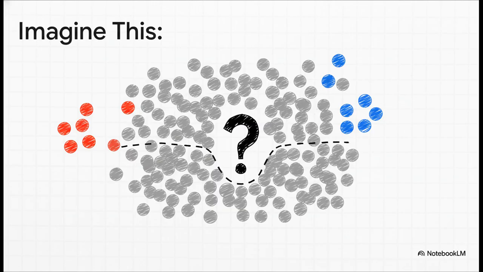Let's try to picture this. Imagine a graph, okay? You have a handful of blue dots over here and a handful of red dots over there. These are your labeled points. But then, surrounding them is just this giant cloud of plain old gray dots. Those are your unlabeled points. So the big question is, can all those gray dots actually tell us something? Can they help us figure out where the real line between red and blue should be drawn?